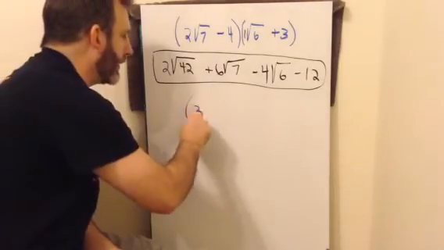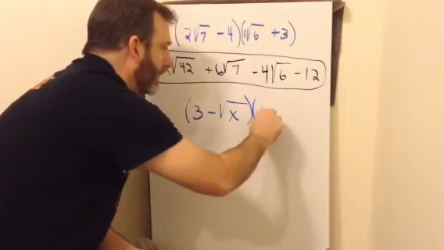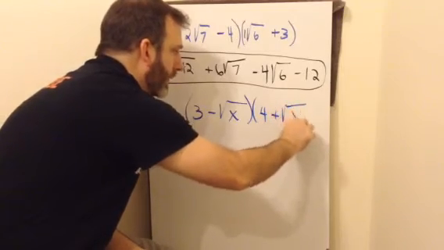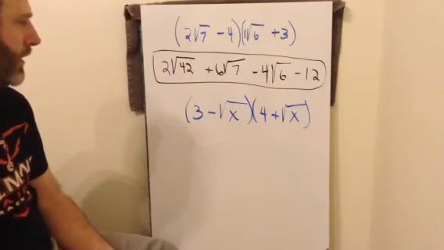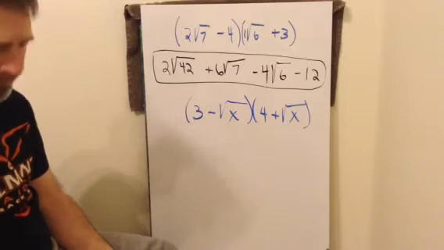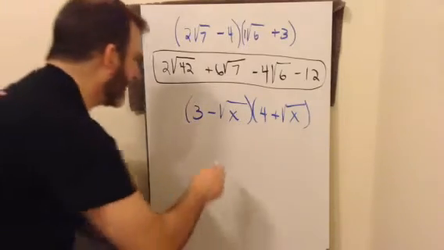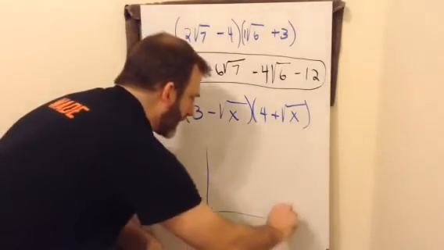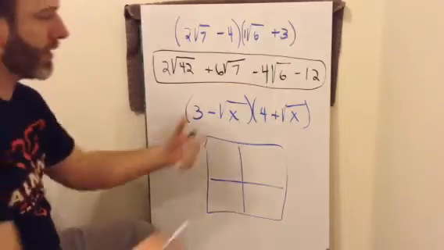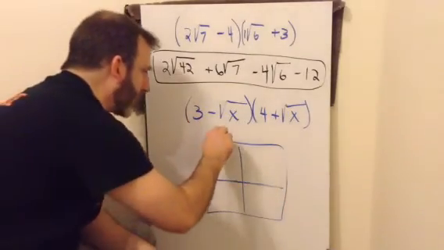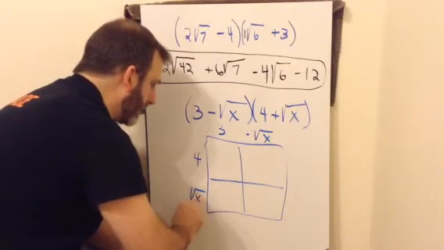let's do this. 3 minus square root of x times 4 plus square root of x. So again, it's a distribution. So coefficient times coefficient, radical times radical. So here's what I'm going to do. I'm going to practice the box method. Okay, just to give you a refresher on this, see if it helps. So the box method allows you to, if it's 2 terms times 3 terms, just add another row or column. So I'm going to do 3 minus square root of x, and I'm going to do 4 positive square root of x.